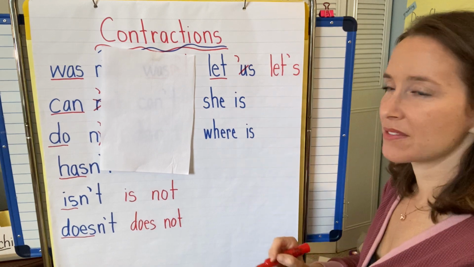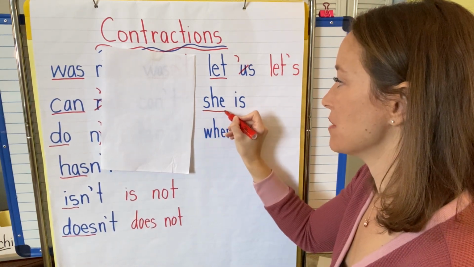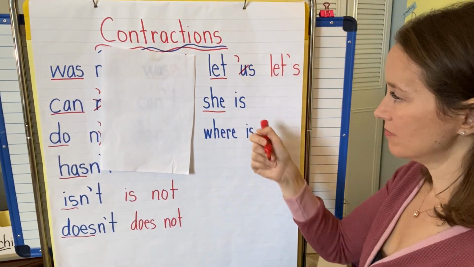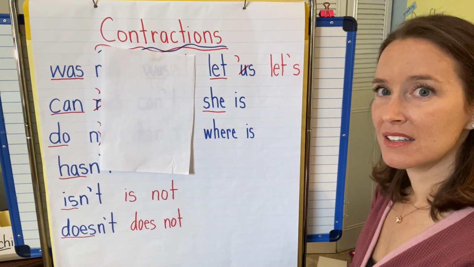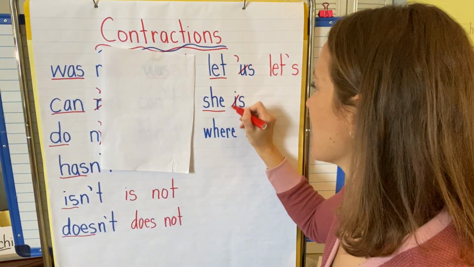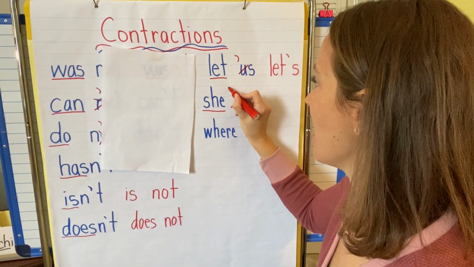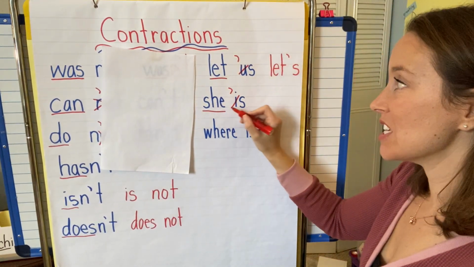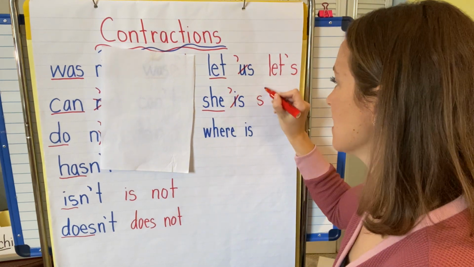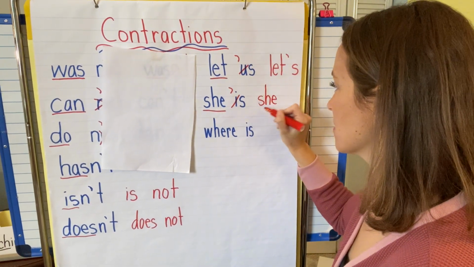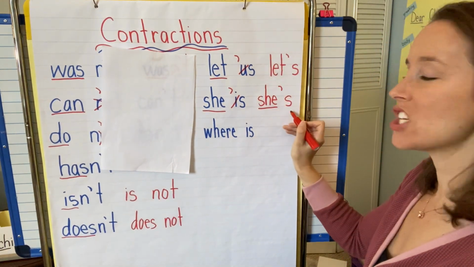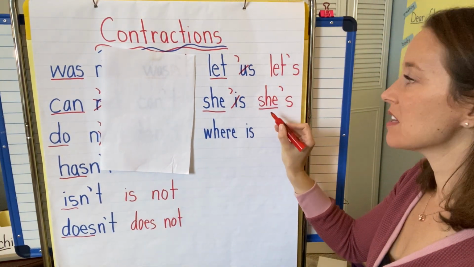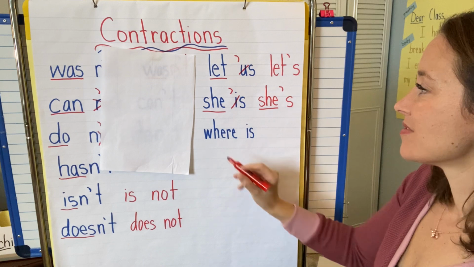She is. You know we always keep that beginning word. What do you think we're going to get rid of in the word is? Yeah, that I. We always keep that last letter, so we get rid of that I. So instead of she is, we would say, here's our root word, apostrophe S. She's. She is coming. She's coming.